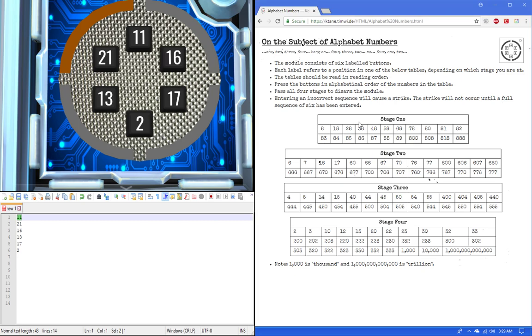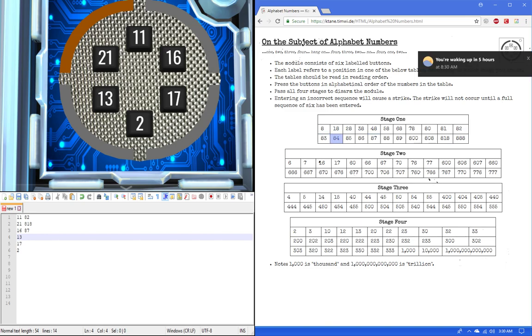So when we're talking about 11, we're talking about the 1, 2, 3, 4, 5, 6, 7, 8, 9, 10, 11th. So the 11th position is referring to the 82. So we're going to put 82 here for now. So 21 would be right here, which is going to be 818. Then 16: 12, 13, 14, 15, 16 is going to be this 87. Next is 13, so 11, 12, 13 is going to be 84.